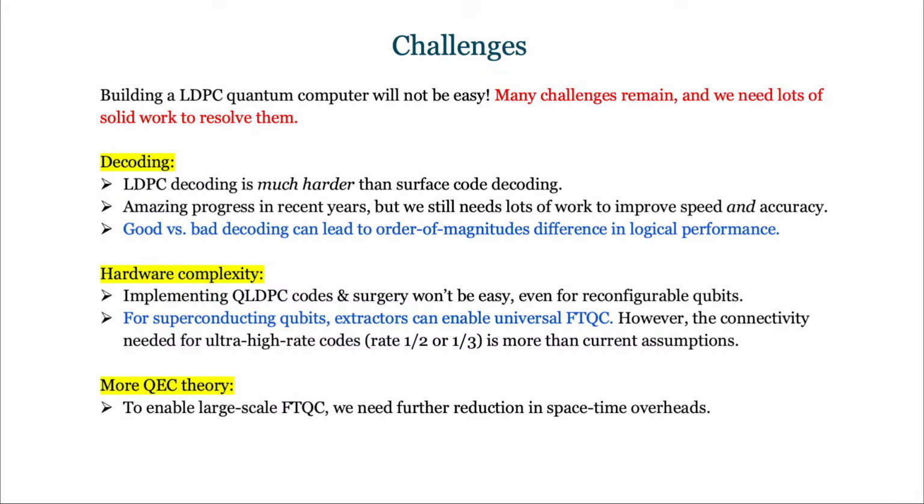So, onto QEC theory. For really large-scale FTQC beyond factoring, we need further reduction in the space-time overhead. Right now, we have pressed the space overhead a lot, and we have costed the time overhead. For larger-scale applications, we want more reductions in space-time overhead, and I think there are a lot of concrete problems here.